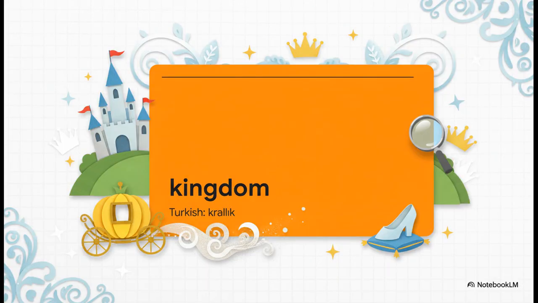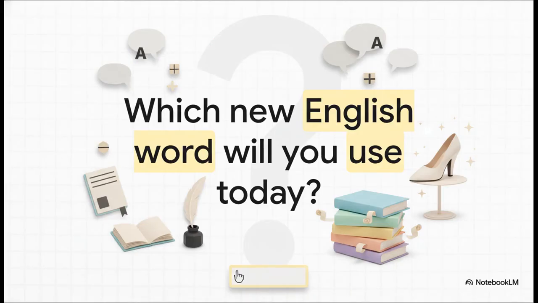And our last word is kingdom. A kingdom is a country that is ruled by a king or a queen. The prince had to search the whole kingdom to find Cinderella. In Turkish, this is krallık. So there you have it, 5 fantastic new English words.